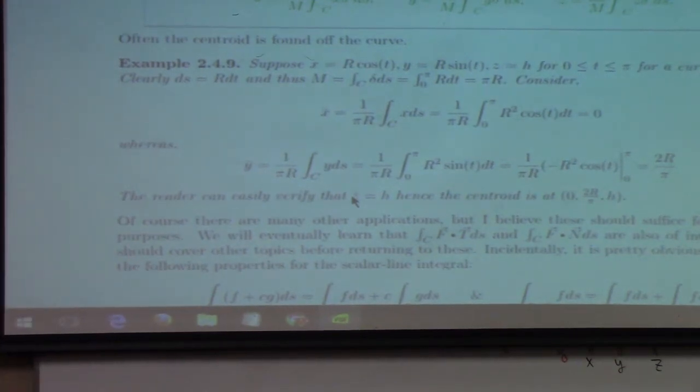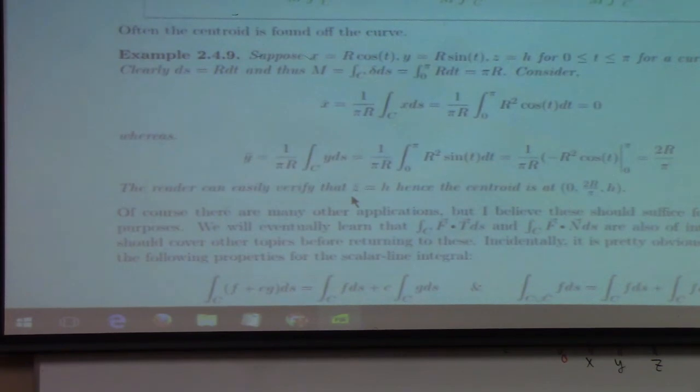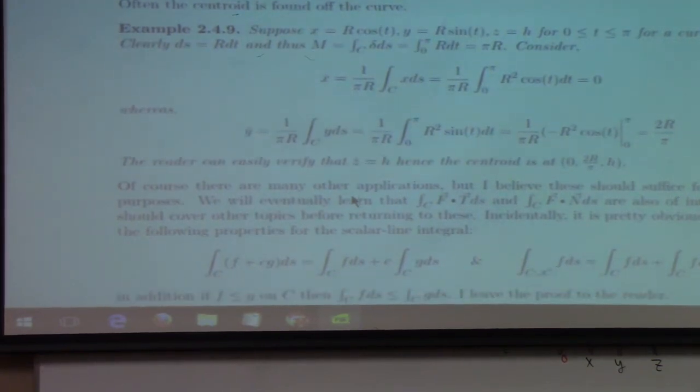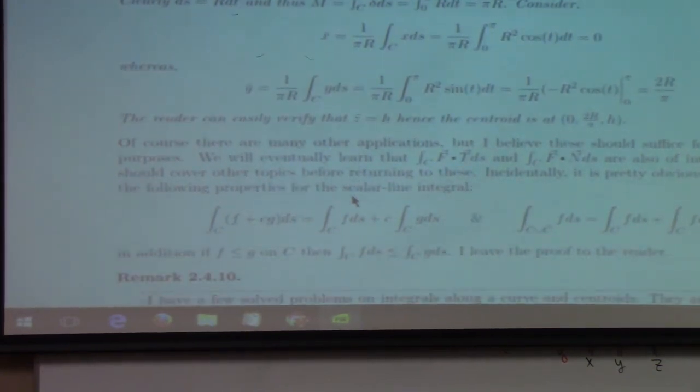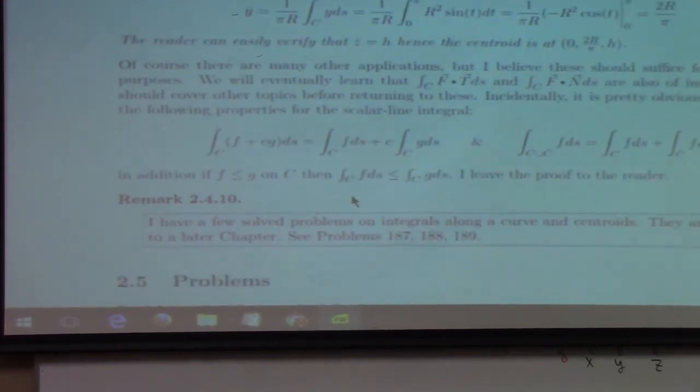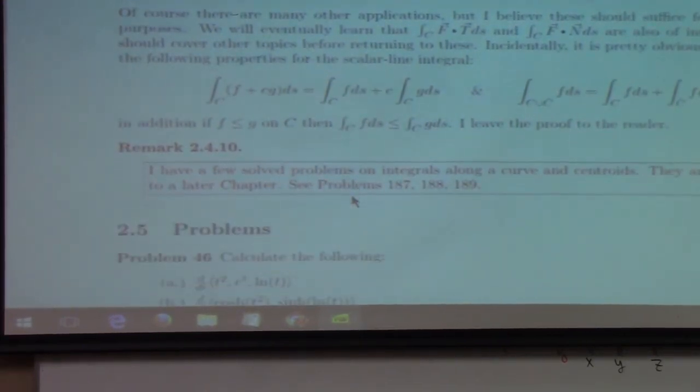In that video I asked you to watch yesterday, I calculated it, I think, for a helix with a slightly interesting mass density. That might have been this example, I don't know. Maybe not. Now there are not a lot of problems in my current end of chapter problems. Problems 187, 188, and 189, which appear in later chapters, actually give you a few examples of this section.